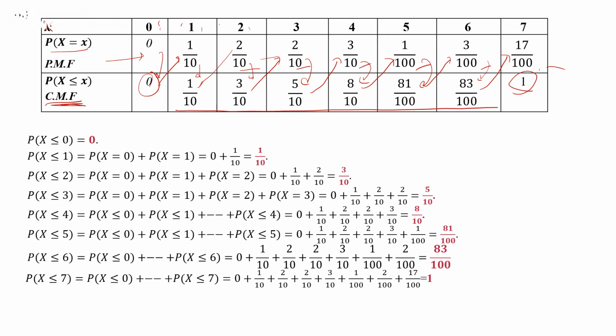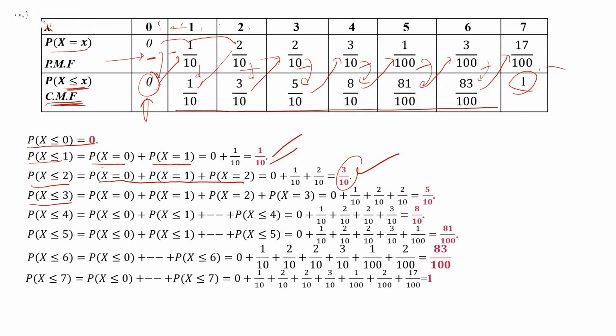And what is that representing? This means when capital X is less than x. So here it means when probability X is less than 0, what do we get? 0. When probability X is less than or equal to 1, we add 0 plus 1 by 10, that is when X is equal to 0 plus X equal to 1. So we get 1 by 10. And if we say the random variable X is less than or equal to 2, we add X equal to 0, 1, 2. Here we get 0 plus 1 by 10 plus 2 by 10, so we get 3 by 10.